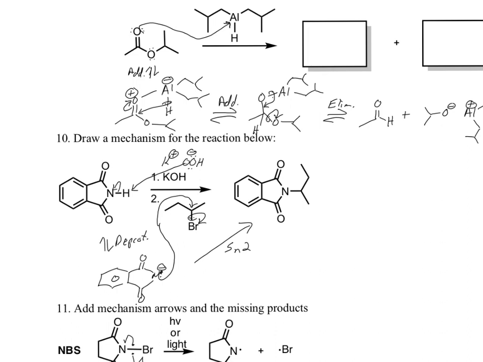And yeah, this is called the Gabriel synthesis. And then you could add H plus and water and make carboxylic acids and make a primary amine. That's another way to make an amine. This is called the Gabriel synthesis.